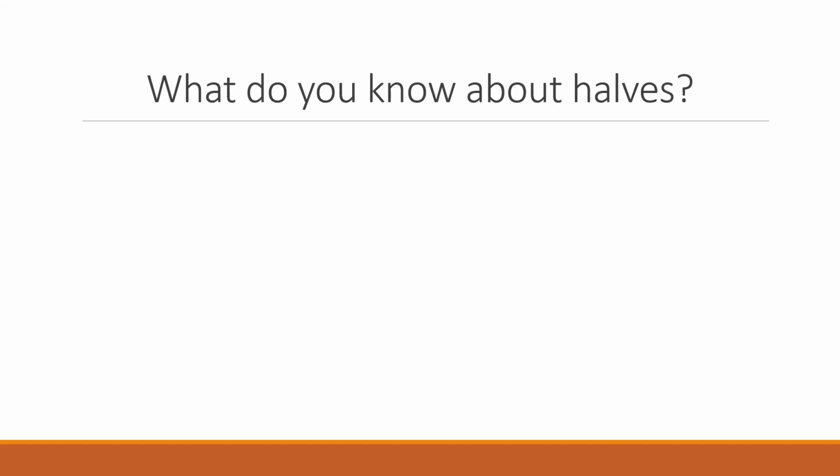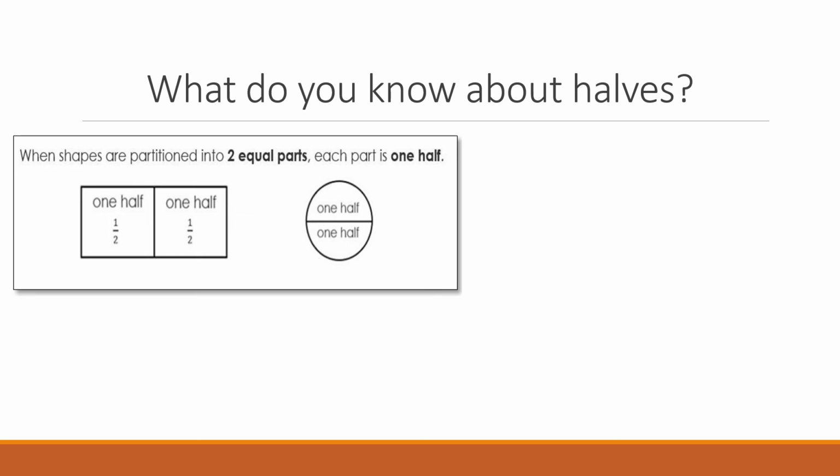What do you know about halves? When shapes are partitioned into 2 equal parts, each part is called 1/2. You see in the 2 examples that they have been broken into 2 equal parts. Each part is 1/2 of the whole.